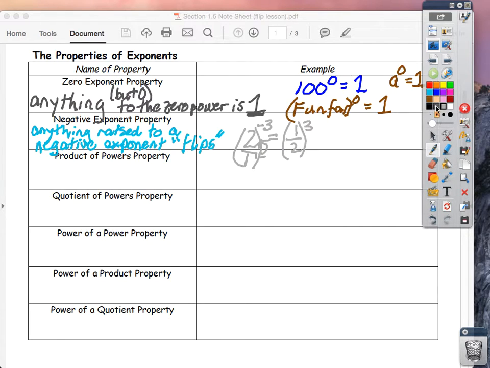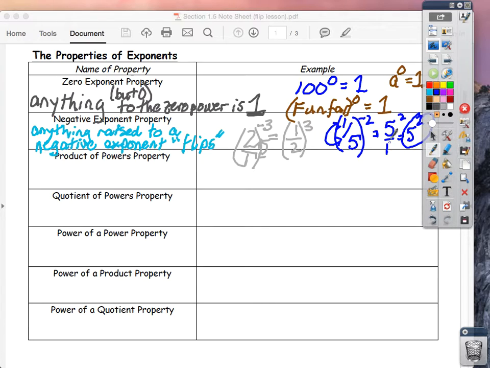And then it works the other way as well. So let's say it was 1 over 5 to the negative 2. In this case, you're going to flip it. So it's going to be 5 over 1, same thing, and it's now going to be to the positive exponent of 2.